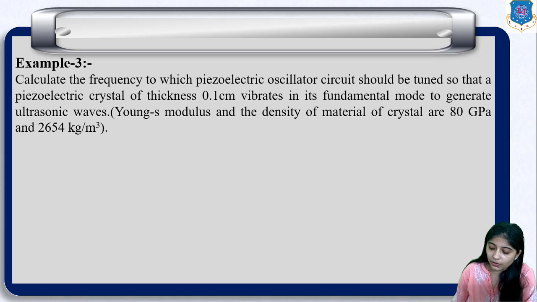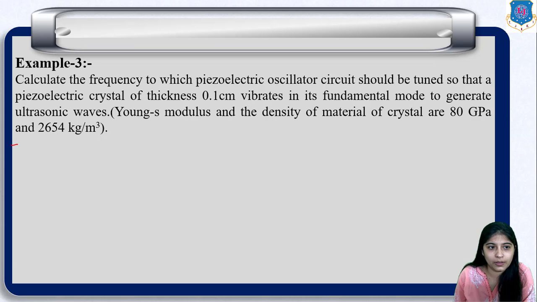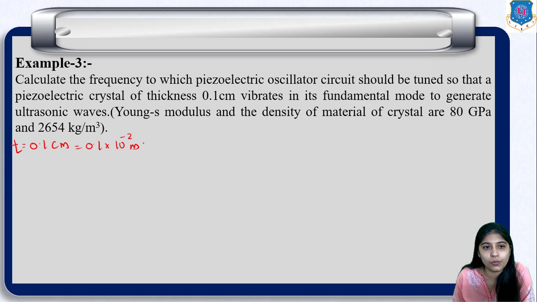Thickness is given, and Young's modulus and density of the material are given. So first of all, we need to find the frequency, and thickness is 0.1 centimeter. Writing it in meter we get 0.1 into 10 raised to minus 2. Then Young's modulus is 80 gigapascal.